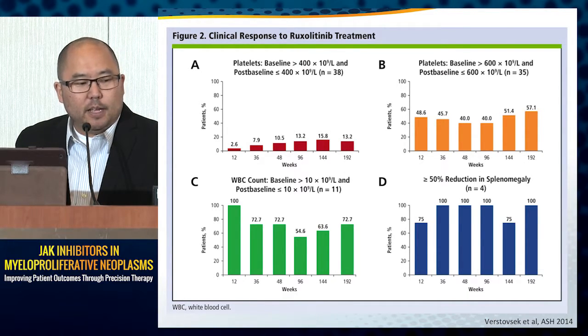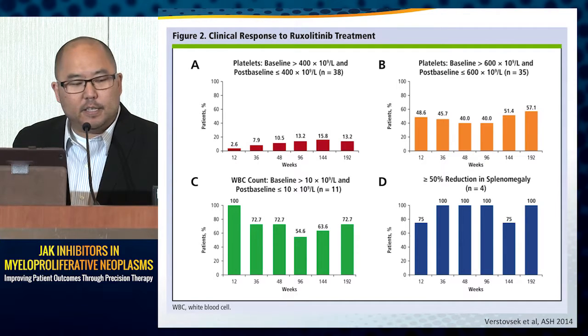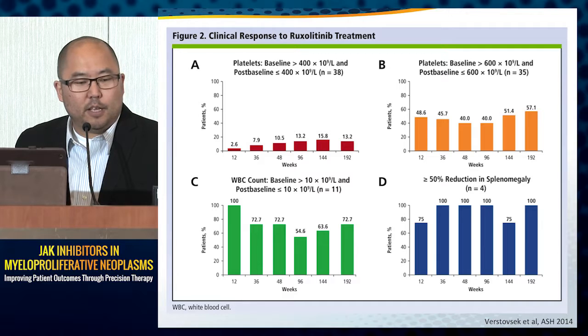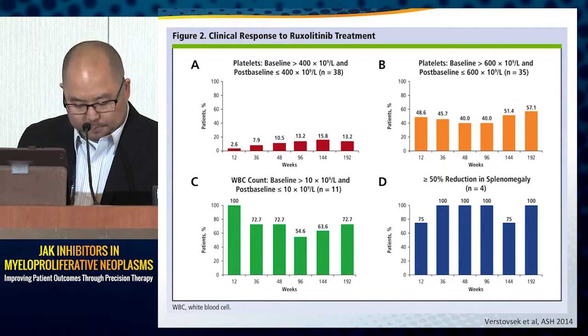If we use a little bit less stringent criteria, and say that those who had a baseline platelet count of greater than 600, let's at least get it below 600, now you see that about half of the patients were able to achieve that. So again, it clearly has some activity against the platelet count. It does reduce it, though it doesn't necessarily bring it all the way down to normal. In terms of the white blood cell count, again, you see a decrease over time, and the same is true for those 4 patients who had splenomegaly. Basically, most or all of those patients had their spleen become non-palpable throughout the study.